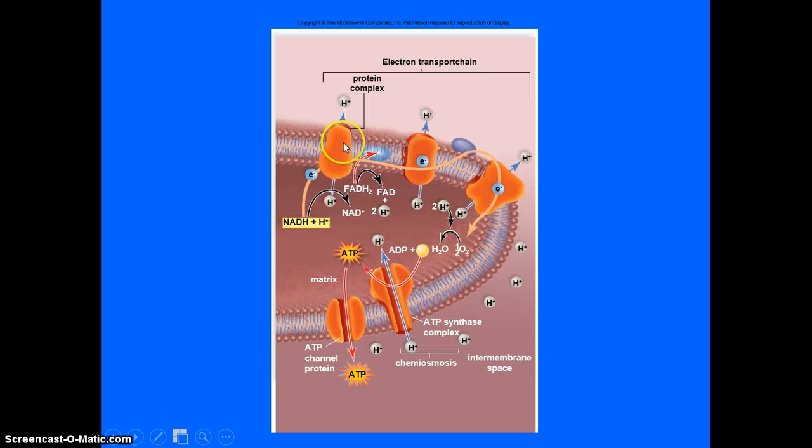So we see a diagram of the electron transport chain, and you'll notice how hydrogen ion gradients are formed by pushing them into the area outside of the matrix of the cristae, and they then are pumped back into the matrix through the ATP synthase complex, and those hydrogen ions are then used with ADP to form ATP.